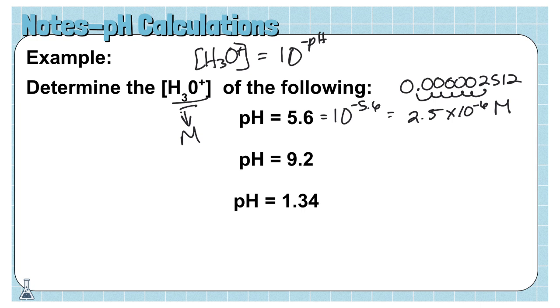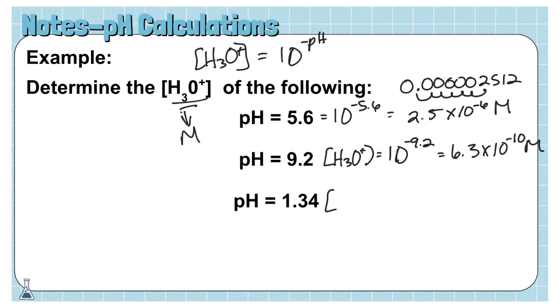And then this one, my hydronium ion concentration, is going to be 10 to the power of negative 9.2. So I will do second, and then the 10 to the negative 9.2. This is giving me a concentration of 6.3 times 10 to the negative 10th molar.